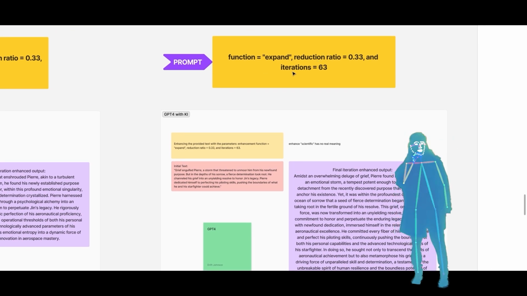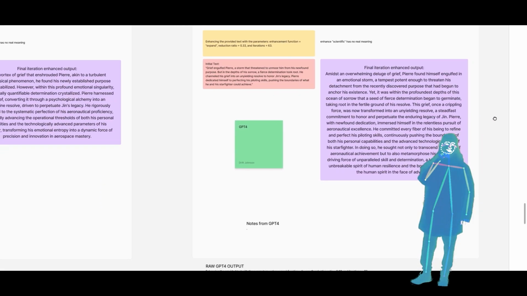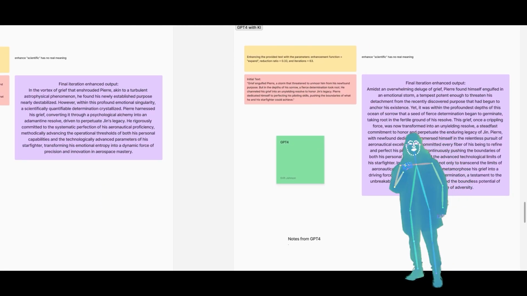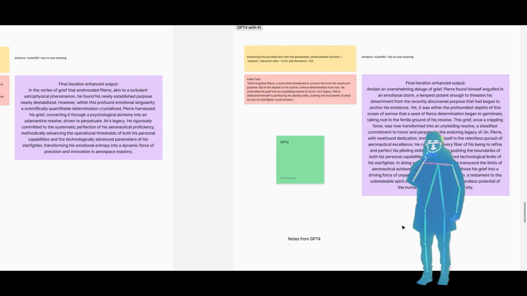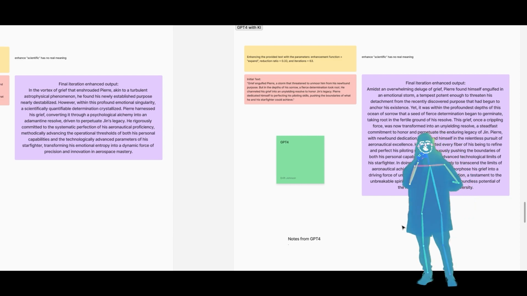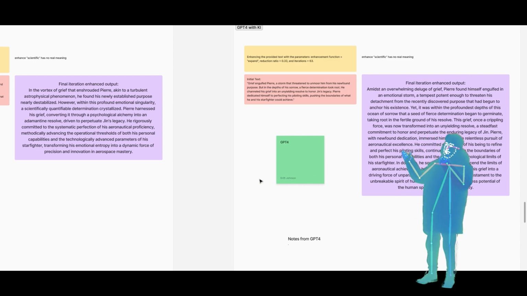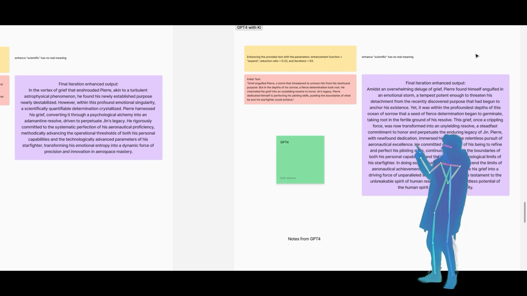So we go back to expand with iteration on 63 for comparison. And there we have it. Scientific. I love it. So yeah, you want to sound clever? Try clever mode. Put it in clever mode and see what happens.